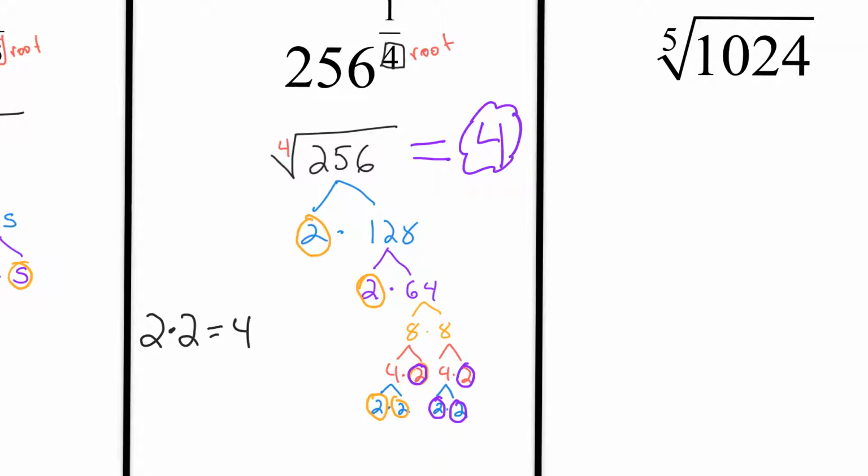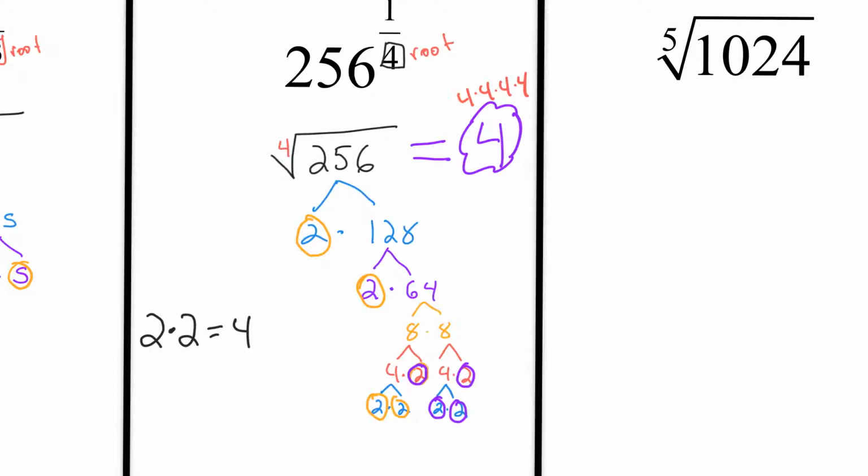Now again, you can check. If you multiply 4 times 4 times 4 times 4, 4 times, because we found the fourth root. And let me just write that down so you can see it. If you actually multiply 4 times 4 times 4 times 4, that's going to be 256. And that's how you check if you get the right answer. But to break it down, you just want to find groups of 4.